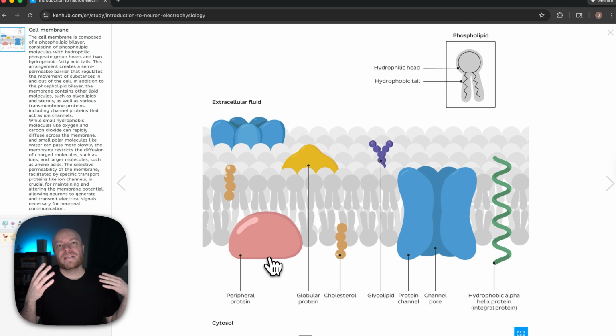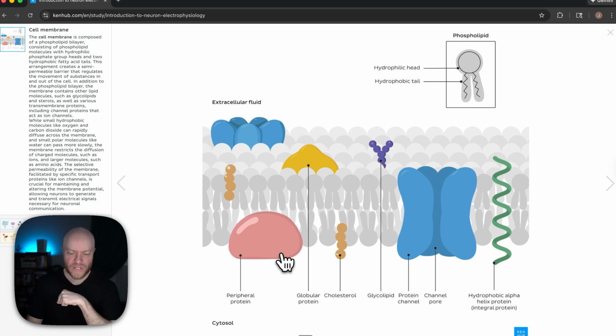But there's also some enzymatic activity here. So they can be enzymes. There's all sorts of multiple functions that we're going to see for a lot of these. But peripheral proteins, you can see this is on the inside of the cell. So this is intracellular, or at least, and then it's entering into the physical membrane itself.